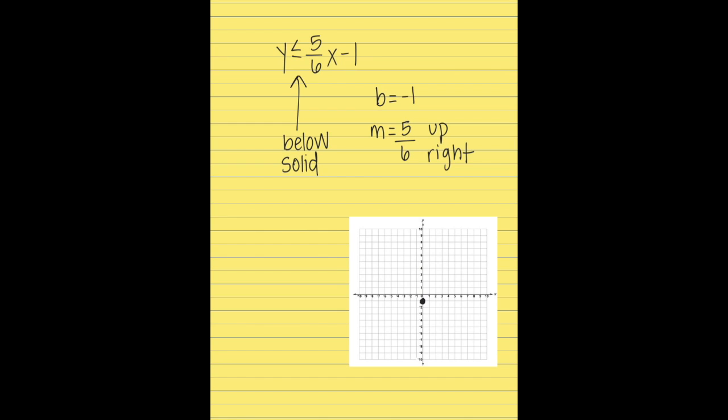So from that point, I'm going to go up 5. So I'm going up 5. And I'm going to go right 6. And there's my new point. All right, so this time it's a solid line, so I can just draw a solid line all the way through.